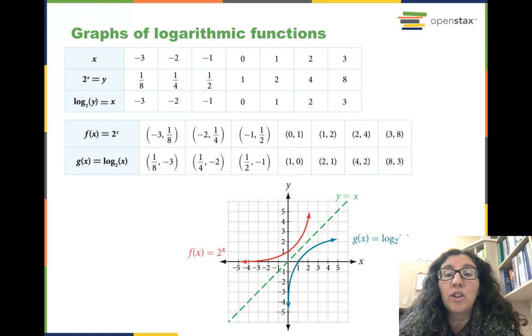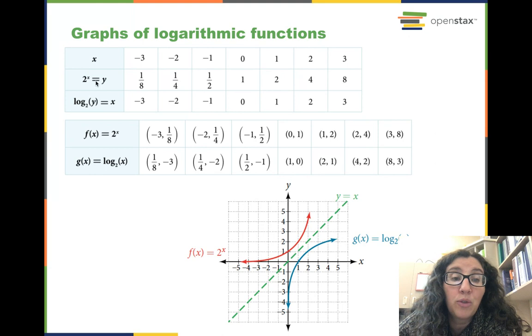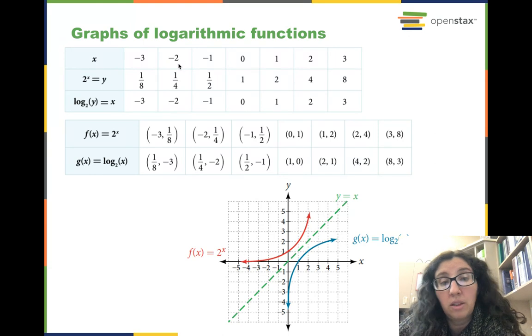All right, so what's the graph really going to look like here? Let's make some tables just to get an idea. If we have these x values, negative 3 going up to 3, and we have this exponential function, 2 to the x equals y. Well, 2 to the negative 3 is 1/8. 2 to the negative 2 is 1/4, all the way up. 2 squared is 4. 2 cubed is 8.